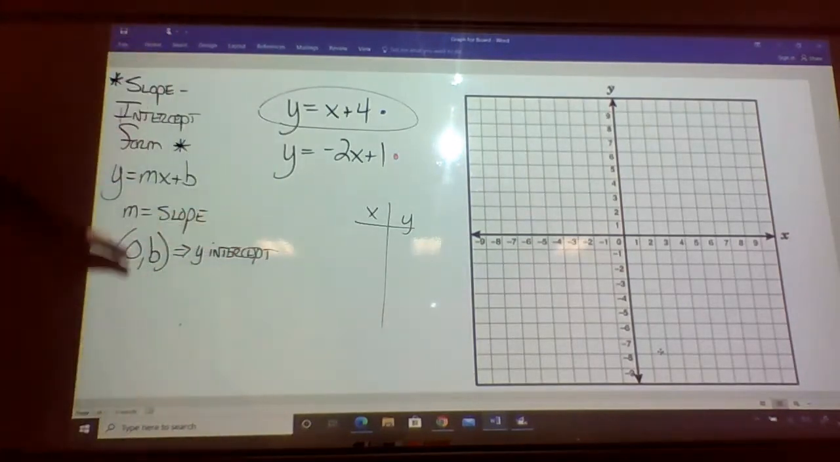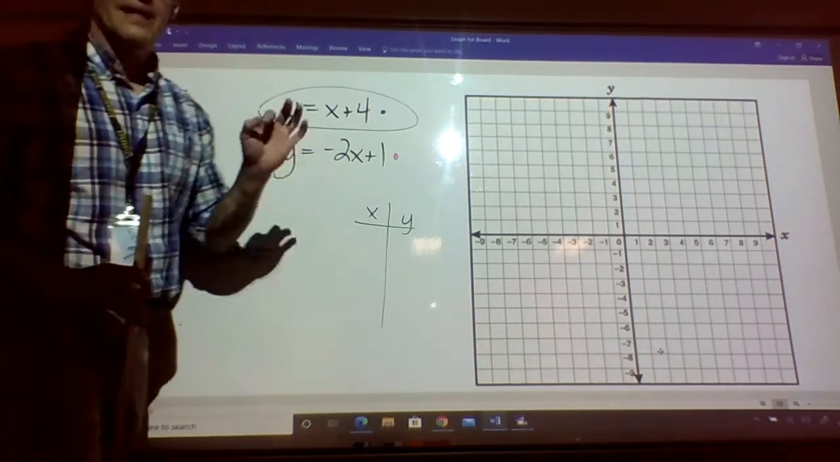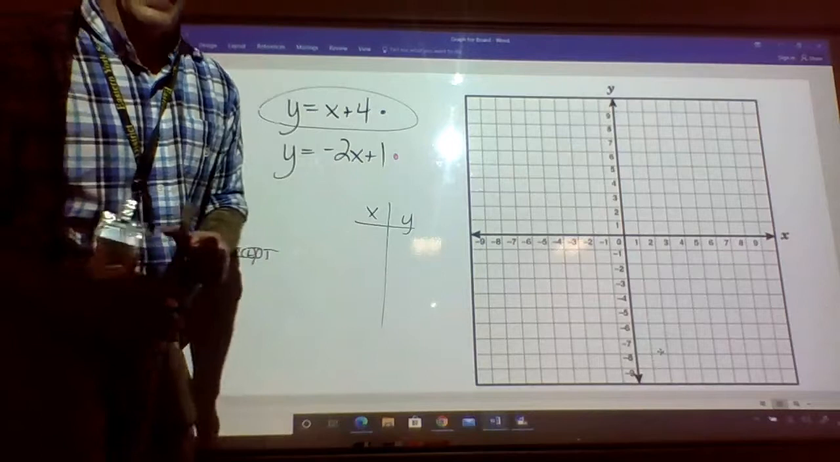I also put this up here, hoping you can see that. Both of these equations are in slope-intercept form. I'm assuming you've learned that. Slope-intercept form is y = mx + b, where m is the slope and (0, b) as a coordinate is the y-intercept, which is just a fancy way to say that's the point where it crosses the y-axis.